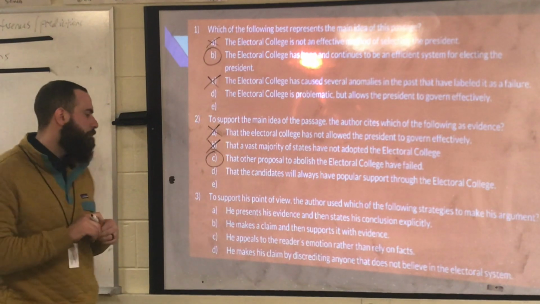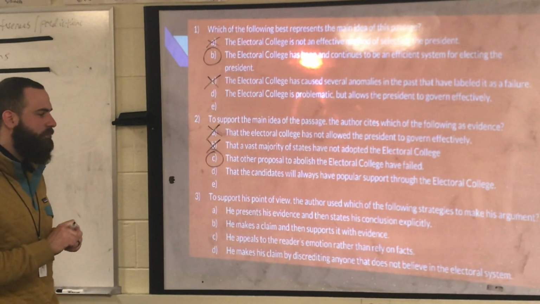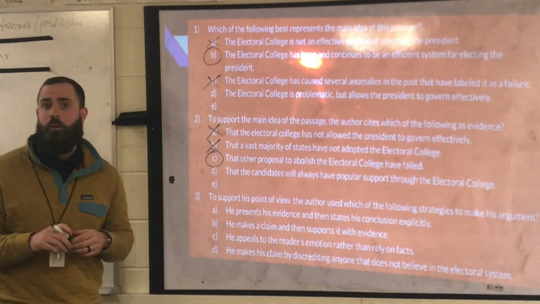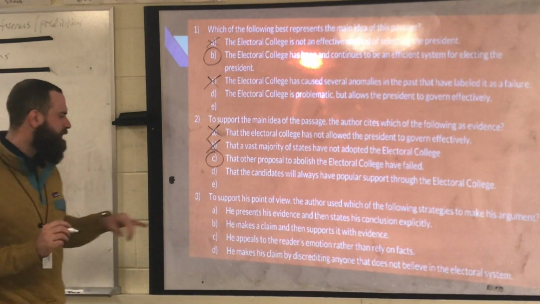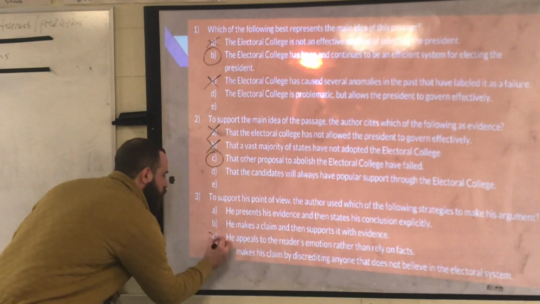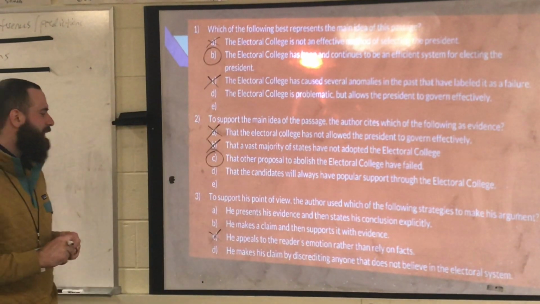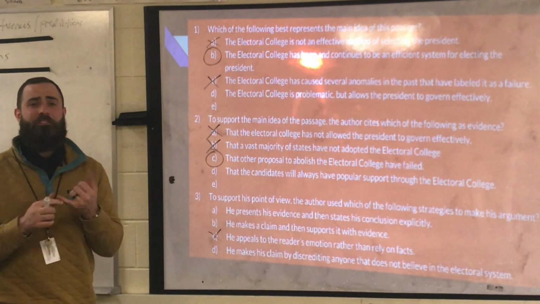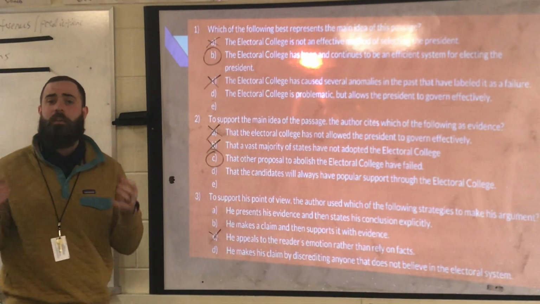D, he makes his claim by discrediting anyone that does not believe in the electoral system. Looking to eliminate 2 answers. The first thing that stands out that doesn't make sense to me is C. He appeals to the reader's emotions rather than rely on facts. I know that's not true because in the first sentence it gave us a fact of how many years.